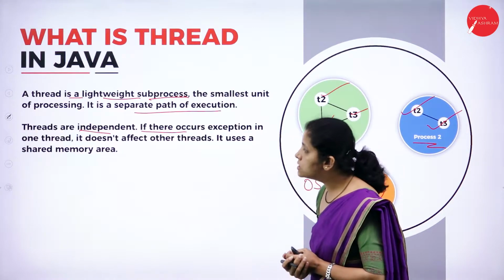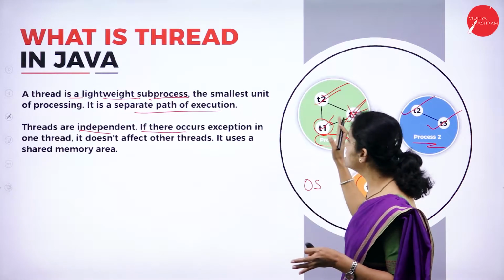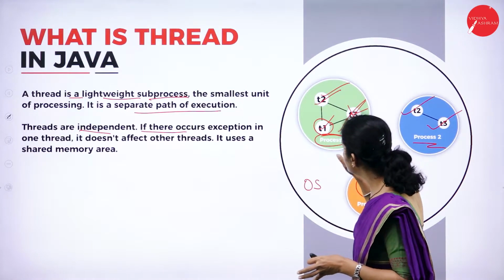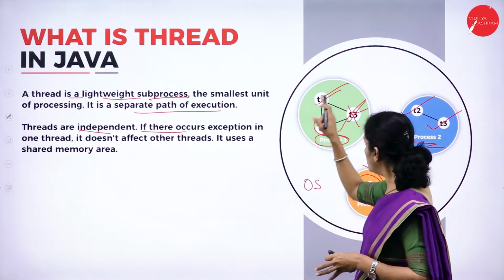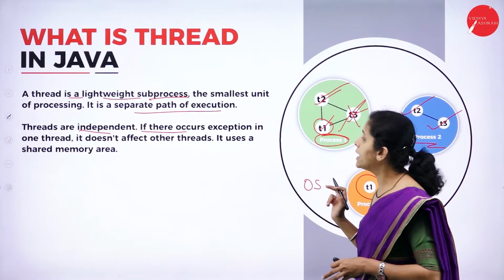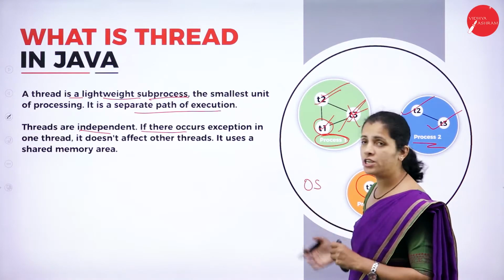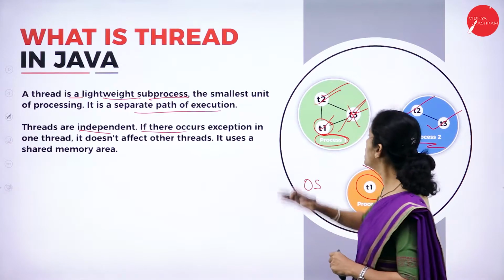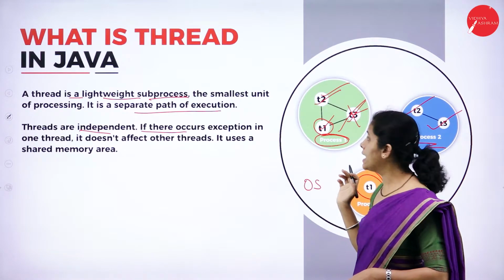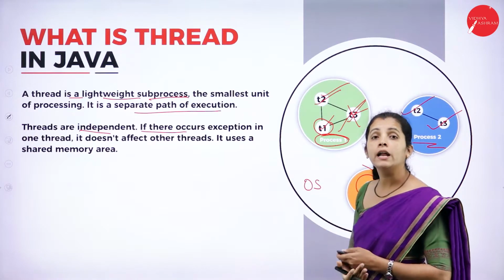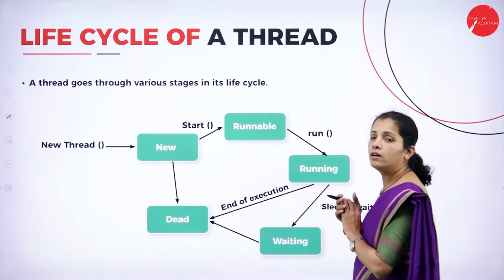So it uses a shared memory area. So dear student, if I consider this process 1, it will have T1, T2 and T3, and all these threads are executing. If any one thread gets affected by an exception, then it won't affect other threads because it is going to use shared memory area, and each thread is an independent entity. Now, the life cycle of a thread.